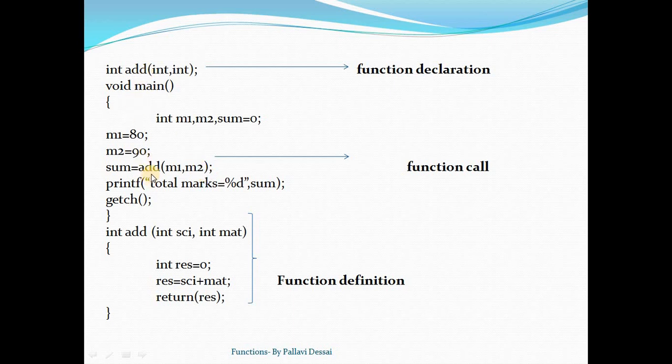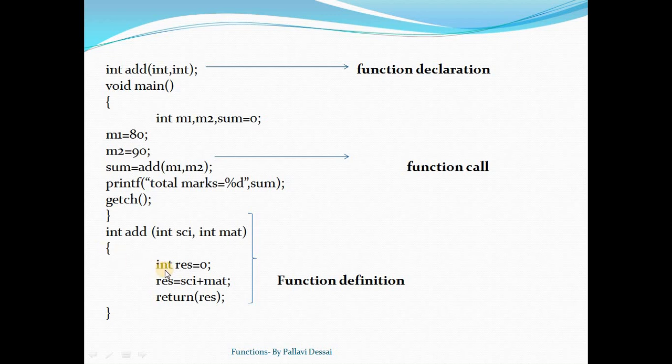This add is the user defined function. I am going to give two inputs. So m1 is one input and m2 is the second input. This add function is going to calculate the total of these two marks. With this statement, the control will jump from here to this statement where there is a function call add. The value stored in m1 will go in psi and the value stored in m2 will go in math. So now psi is equal to 80 and math is equal to 90.